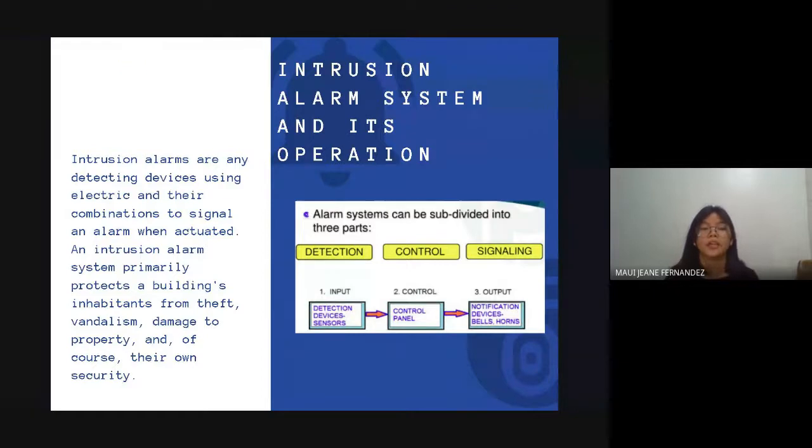For example, if someone tries to intrude yung bahay nyo, the role of intrusion alarm system is to give an alarm or warning na may something na kakaiba within your surrounding.